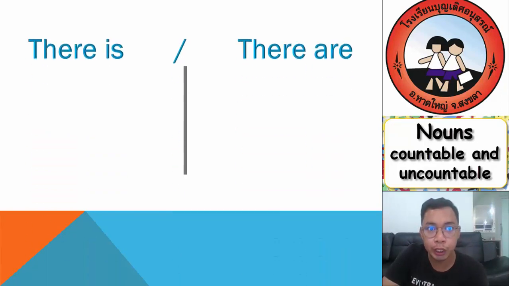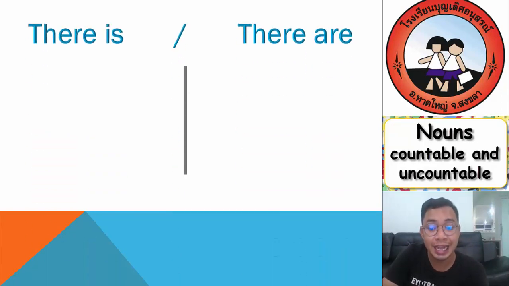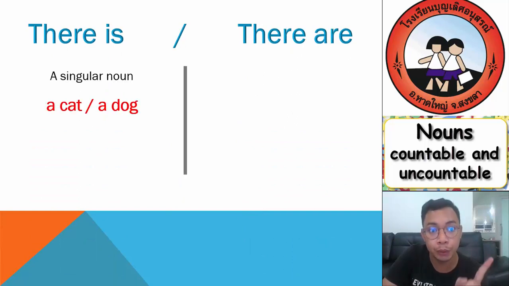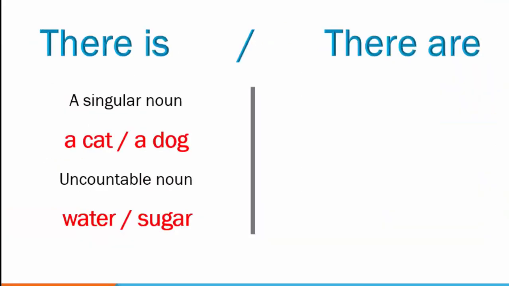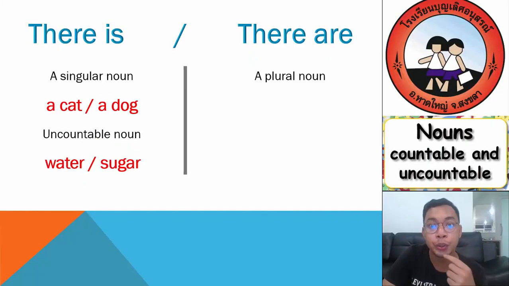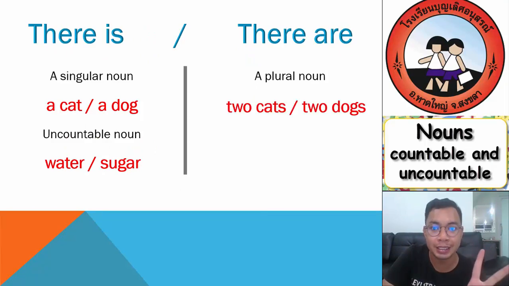Alright, moving on. Now we are going to talk about there is and there are. We use there is with a singular noun. For example, a cat, a dog. There is a cat, there is a dog. And we use there is with uncountable nouns. For example, water, sugar. There is some water, there is some sugar. We use there are with a plural noun. For example, 2 cats, 2 dogs. There are 2 cats, there are 2 dogs.